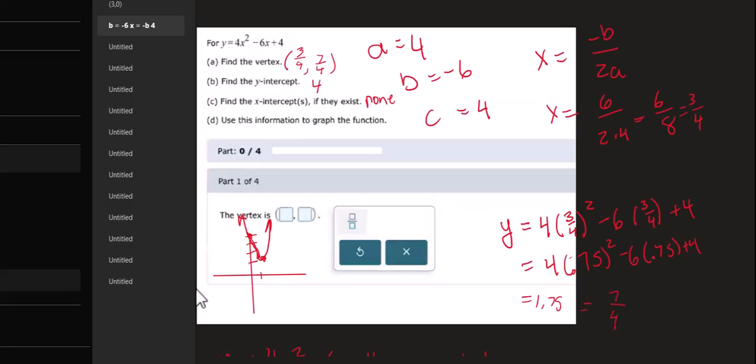Make sure I did that vertex right. Ignore me for a moment. Don't pay any attention to this. Yeah, that's right. Okay. So yeah.